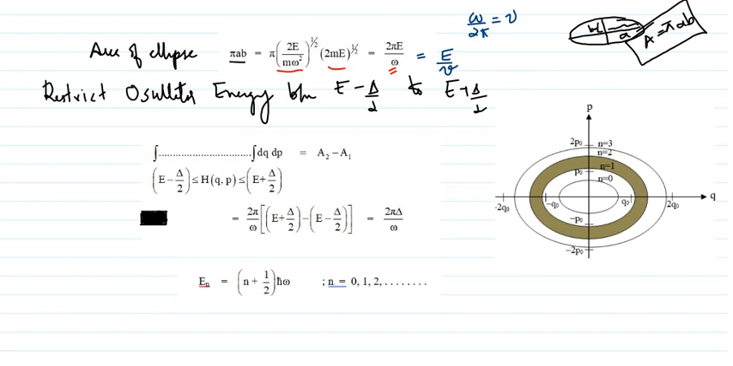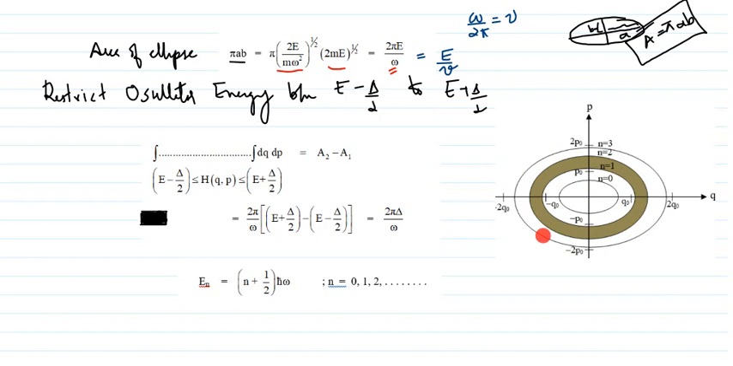Now if I restrict my oscillator energy between a limit E minus delta by 2 to E plus delta by 2, which is as shown like this in the figure, right? Because now you are dealing with trajectories that are ellipses, right?